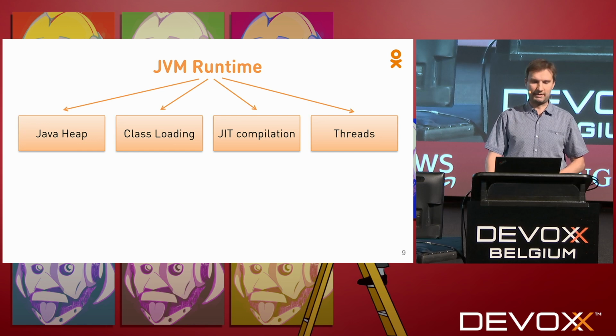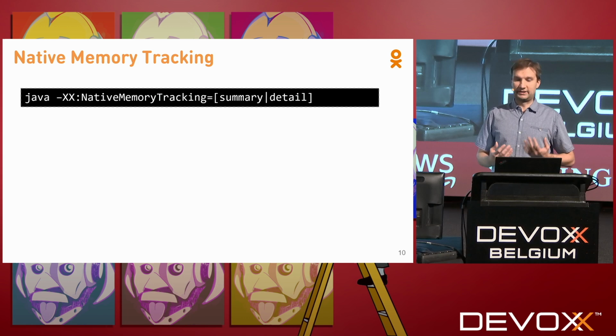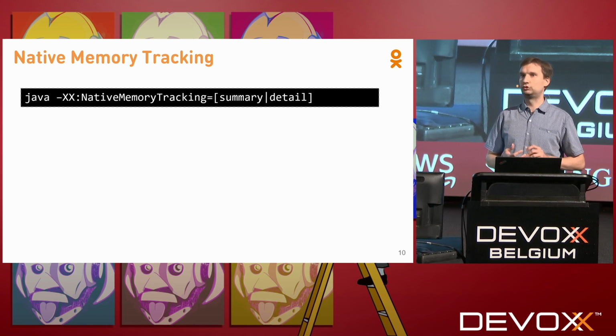Fortunately, the JVM itself can tell how much memory it uses for its own purposes. There is a feature, native memory tracking, available since JDK 7. You just need to turn on this JVM flag, and that's it. But why is it not enabled by default then? Obviously, because it's not free.